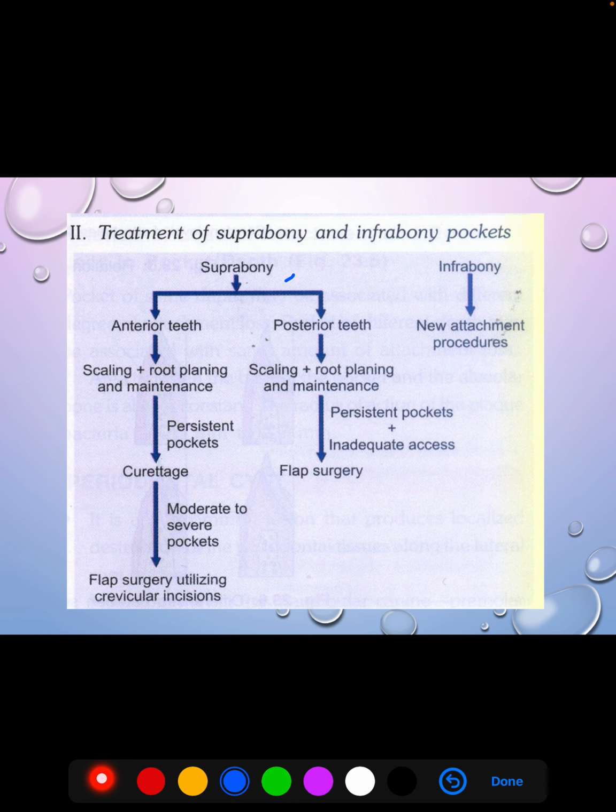In case of a supra-bony pocket involving an anterior tooth, first scaling and root planing, maintenance phase, then if pockets persist, we can go for a curettage. Then in case of moderate to severe pockets, flap surgery can be done using a crevicular incision. For supra-bony pockets on posterior teeth, where the pockets persist after scaling and root planing, and if the areas are inaccessible, we can go for a flap surgery. Similarly, for an infra-bony pocket also, we can go for new attachment procedures.